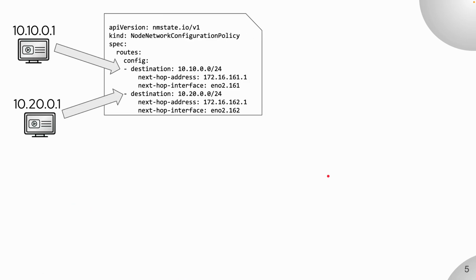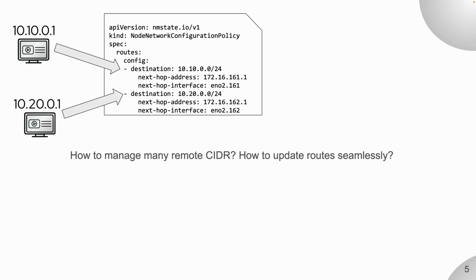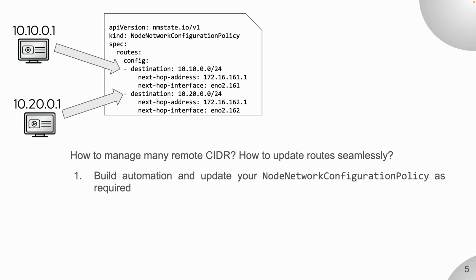Now, how to manage many remote CIDRs, how to update routes seamlessly and efficiently? The first option is to regenerate a node network configuration every time you have a change in remote CIDR IPs or a change in policy. You can build automation for that. It's pretty easy. It can be done with Ansible or something else. It's easy technically, but what's going to trigger this kind of update, that's another story.